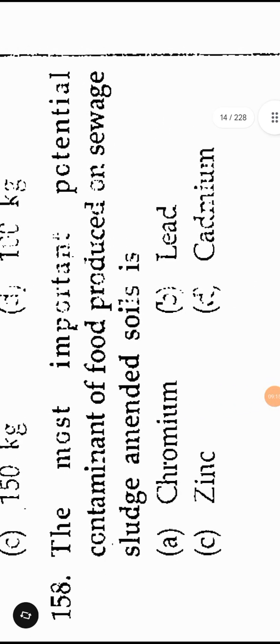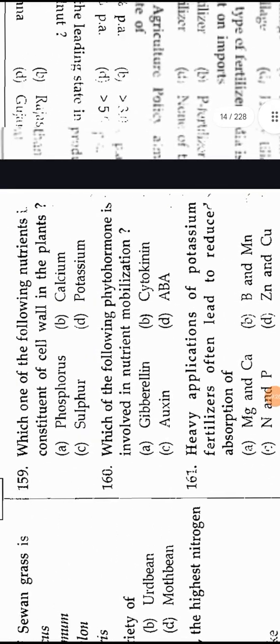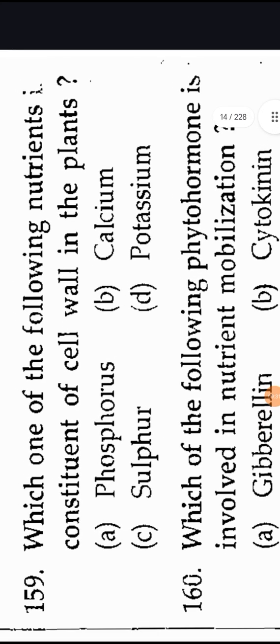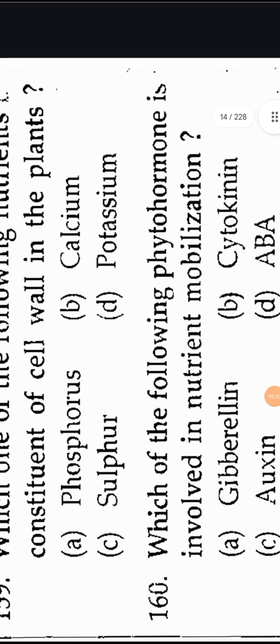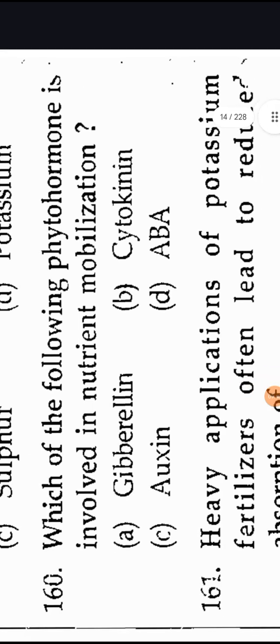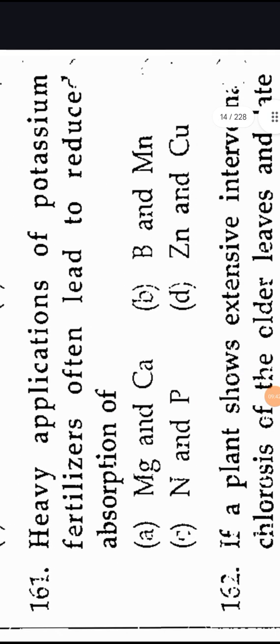The most important potential contaminant of the food produced on sewage sludge amended soil is what? It's cadmium. Which one of the following nutrients is a constituent of the cell wall in plants? It's calcium. Which of the following phytohormones is involved in nutrient mobilization? It's auxin. High application of potassium fertilizer often leads to reduced absorption of zinc and copper.